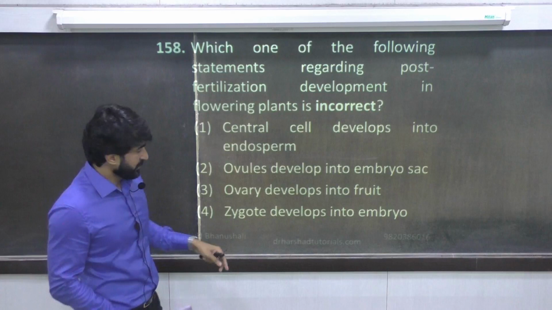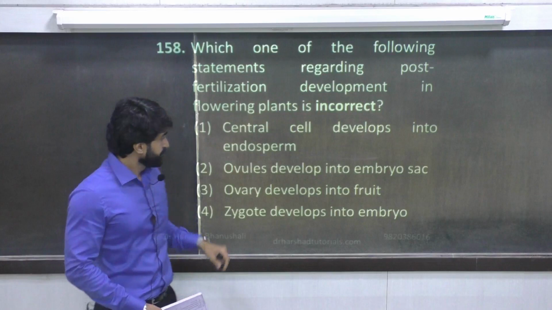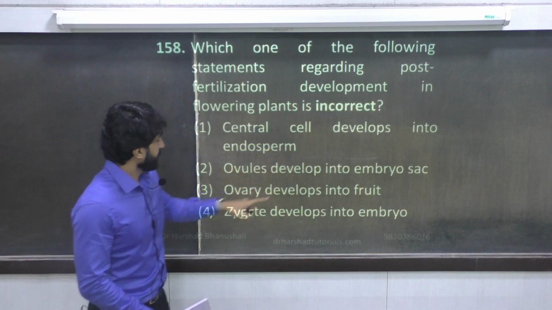We'll still read the third statement. Ovary develops into fruit, correct. Zygote develops into embryo, correct. So they have told you to find out the incorrect statement. This is an incorrect statement because ovules develop into seeds.